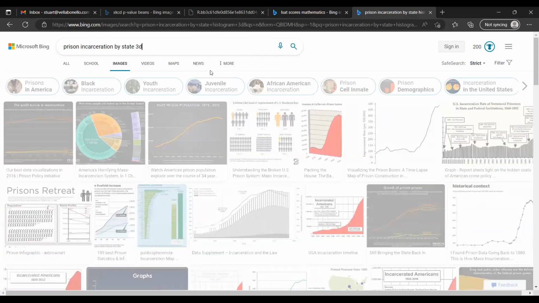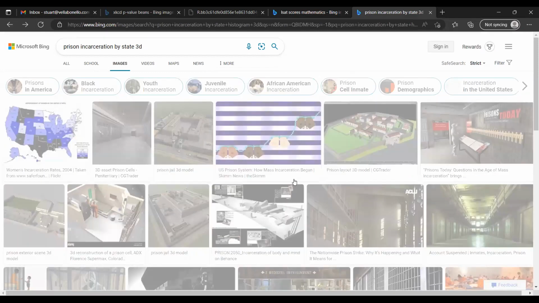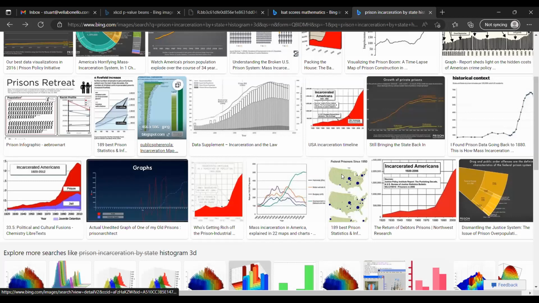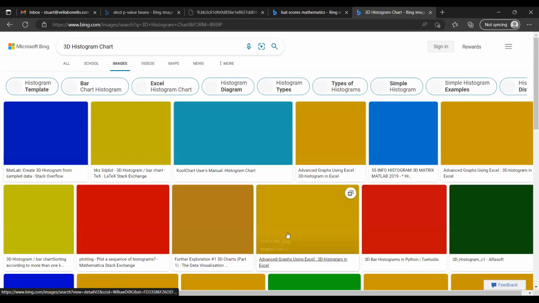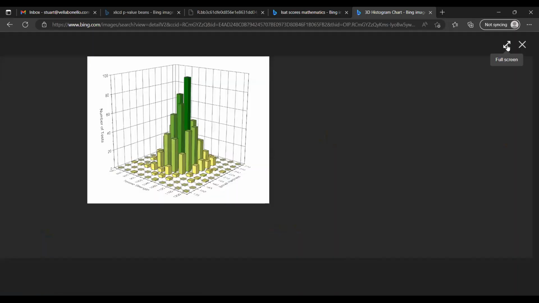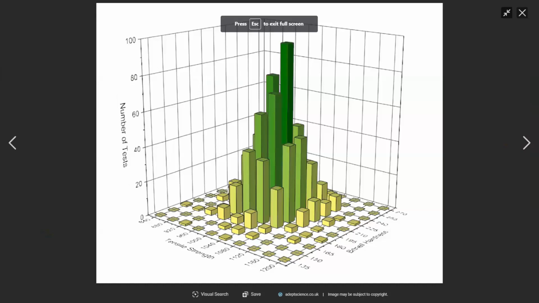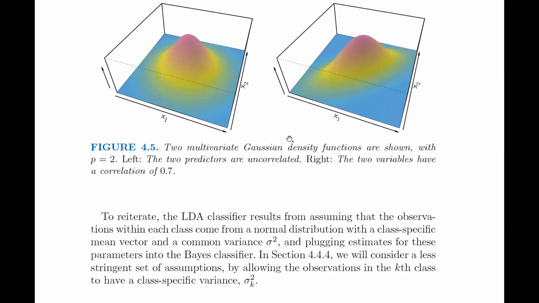If I just type 3D. Anyway, I didn't find quite what I was after, but your histogram is going to become like this. It's going to become three-dimensional. Number of tests, strength, whatever, right? And think of that as this. I'm actually not that well versed in it.